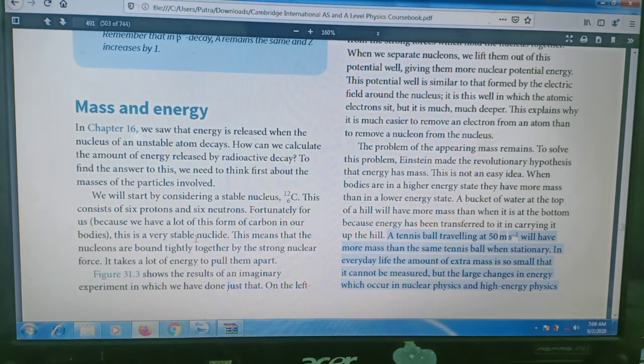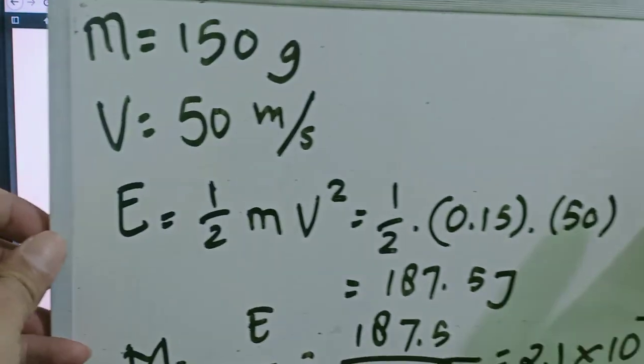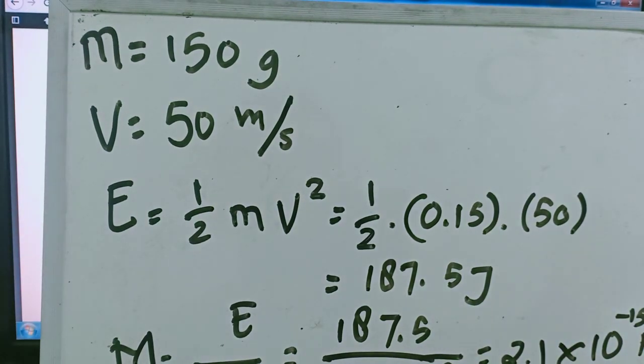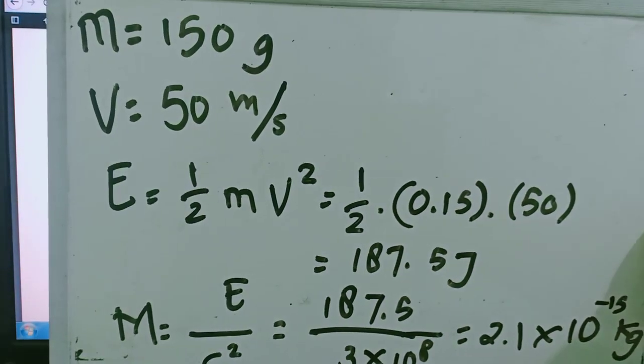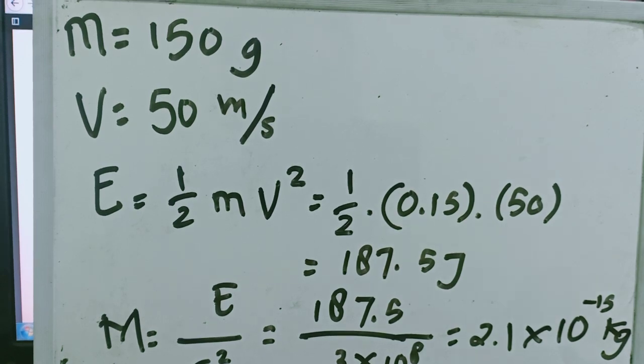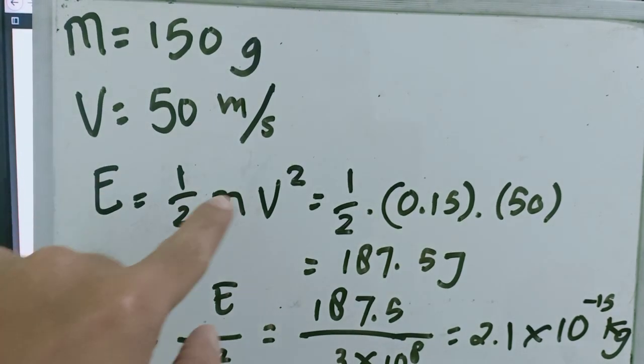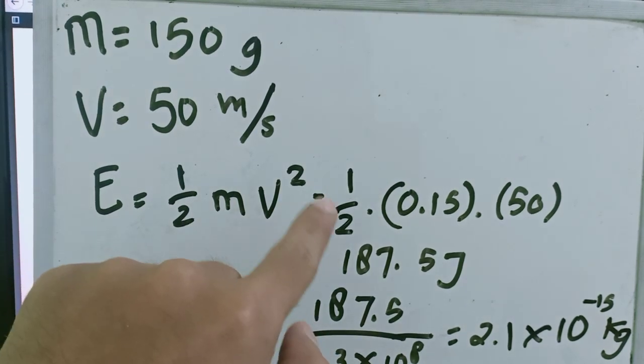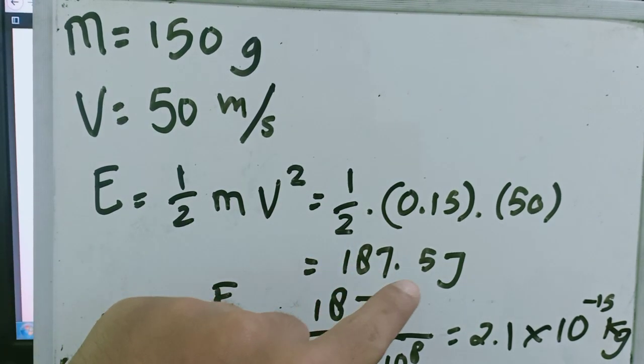For example, in real life, okay, we have a tennis ball which the mass is 150 gram, and then the speed of this tennis ball, let's say 50 meters per second. Now, we calculate first the kinetic energy of this moving ball, okay, using half mv squared. Then we will get 187.5 joules.